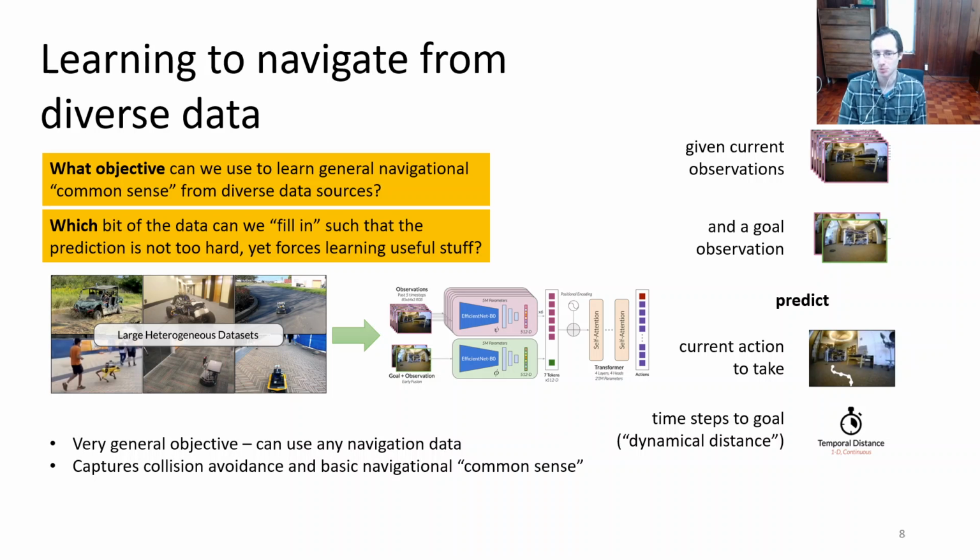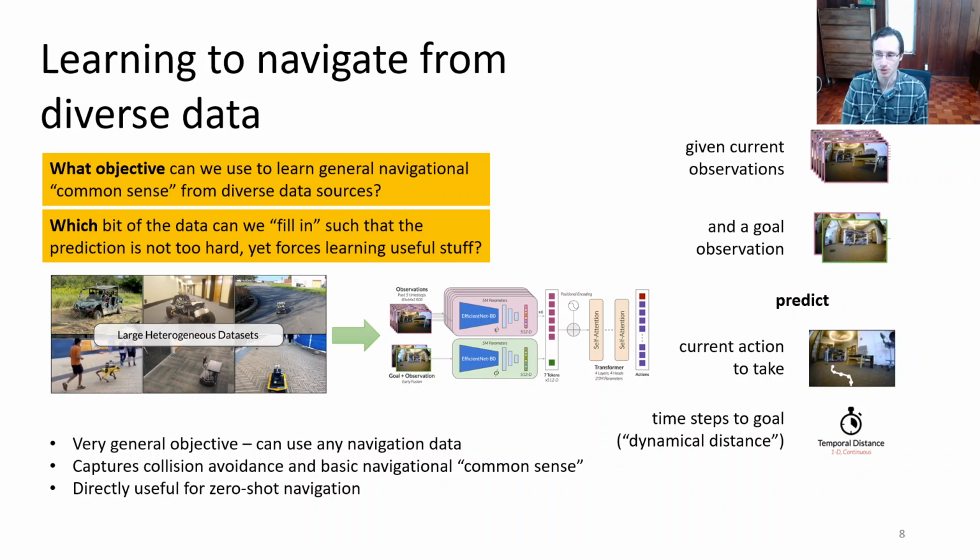This prediction problem captures collision avoidance and basic navigational common sense, because you'll never actually see actions that don't lead to the future observation, because, well, that's how the actions were obtained. You take the trajectory, take a future observation, pull out the action that led there, so the action always leads to that future observation. You'll never see physically impossible things, which means that you'll learn about things that are physically possible. And it's actually directly useful for zero-shot navigation.